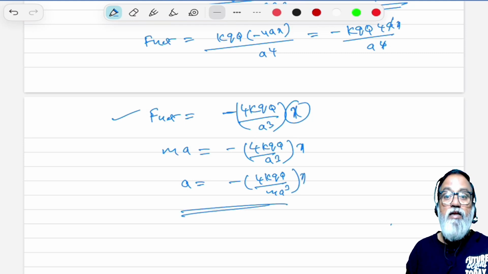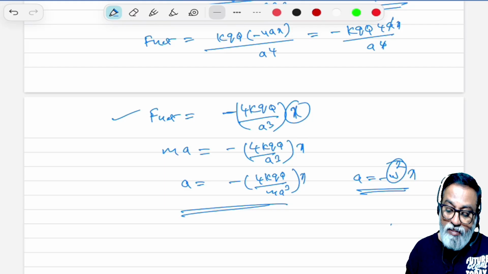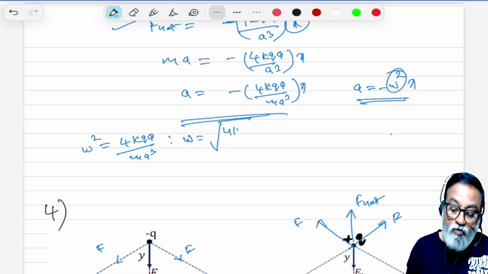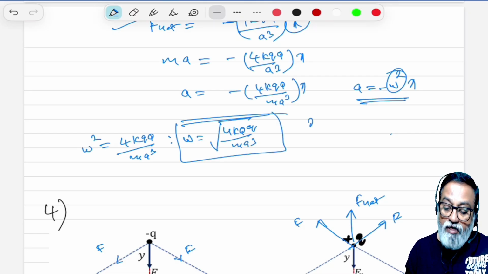When you compare this with a particle in SHM, a is equal to minus omega square X. Therefore, omega square is equal to 4KQ by m A cube. Therefore, omega is equal to the square root of 4KQ by m into A cube. This is the angular velocity. From this, angular velocity is 2 pi by T. This becomes the square root of 4KQ into Q by m A cube.